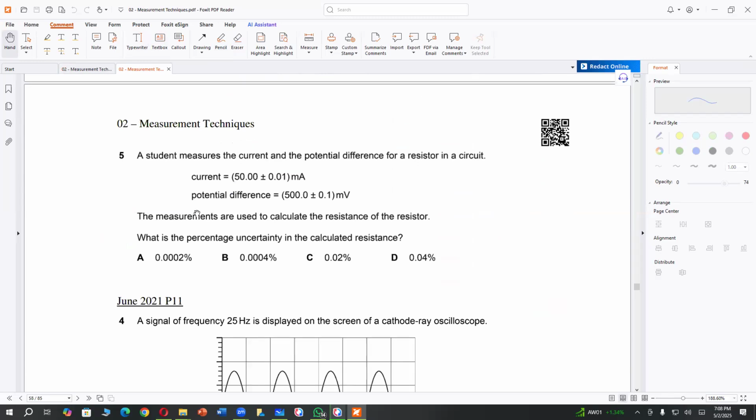Now I want to do a quick question on uncertainty. Uncertainty is a major topic there. A student measures the current and the PD for a resistor in a circuit. Current is equal to 50.0 plus minus 0.1. Potential difference is 500.0 plus minus 0.1. The measurements are used to calculate the resistance of the resistor. What is the percentage uncertainty in the calculated resistance? The formula is V is equal to IR. So give it a quick try.